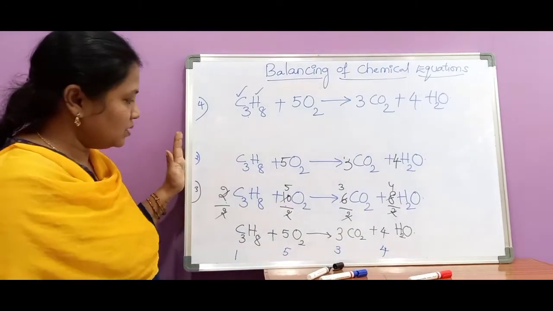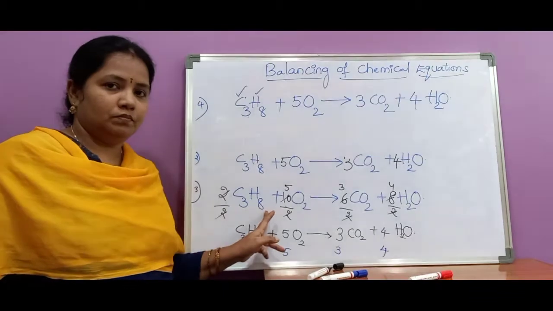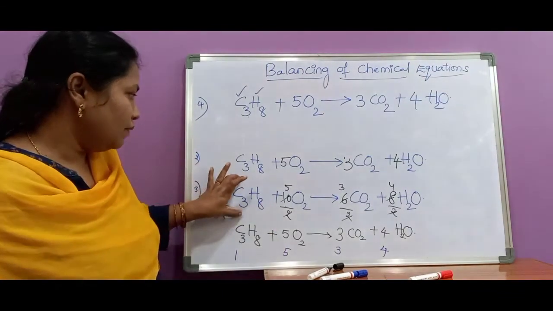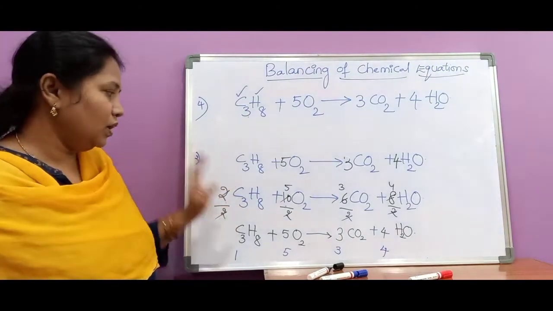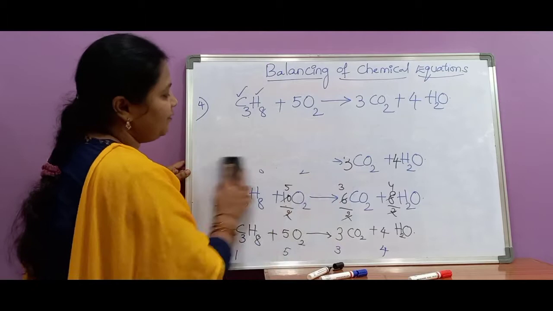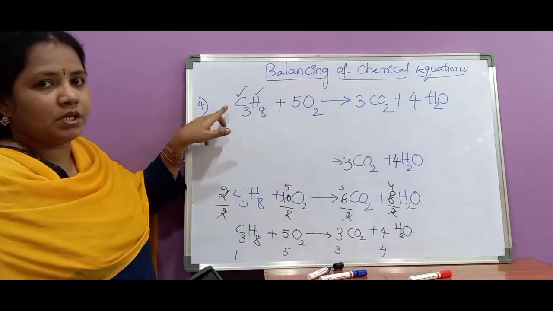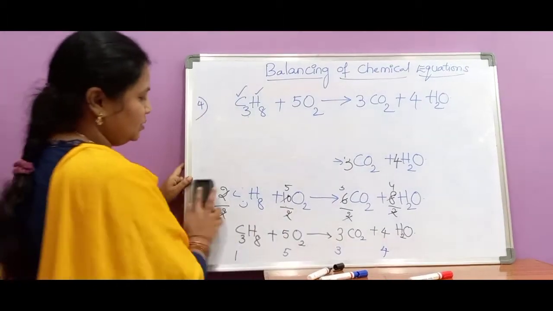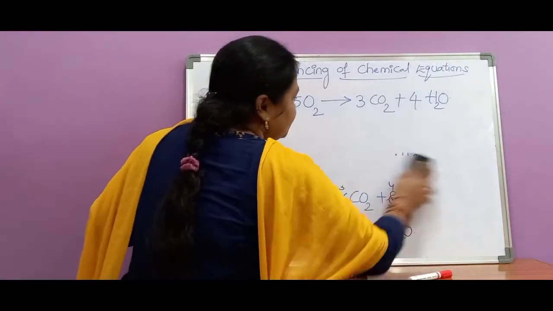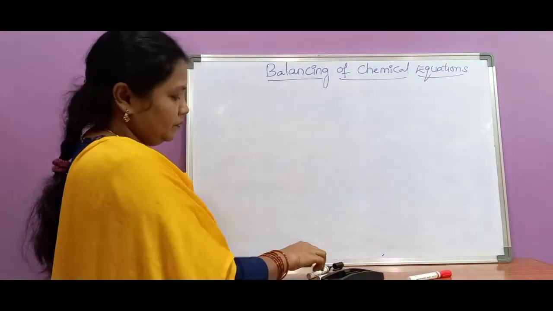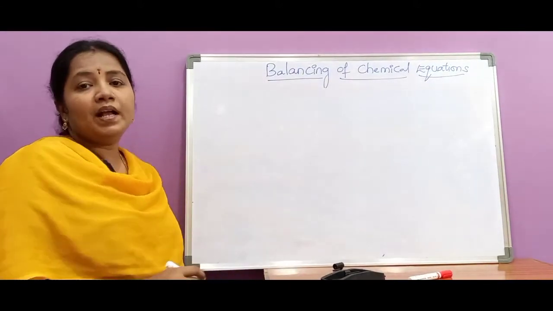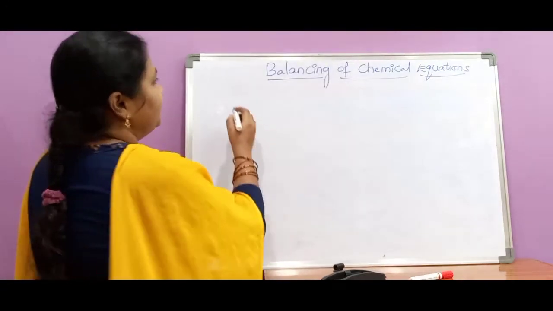Most of the reactions do not require the third step. Only if it is like that do we have to follow it. But the verification step is important for all the reactions. So like this, we can balance the chemical equations. And we will see one more equation, that is the decomposition of lead nitrate.